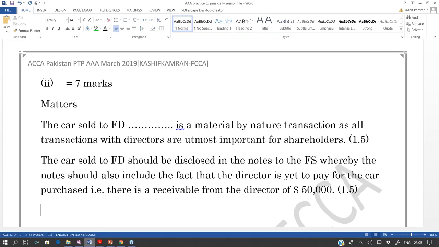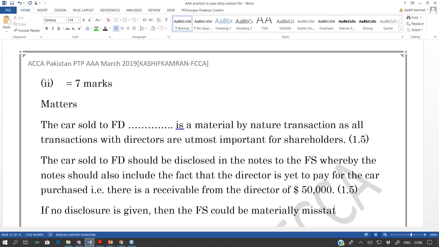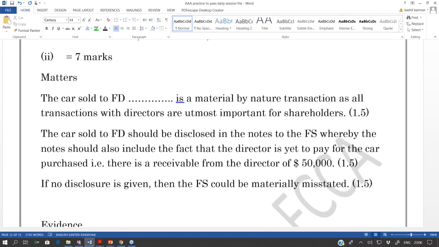And then I go down and say, if no disclosure is given, then the financial statements could be materially misstated. So I got my other 1.5 marks. So see, I got my 7 marks.